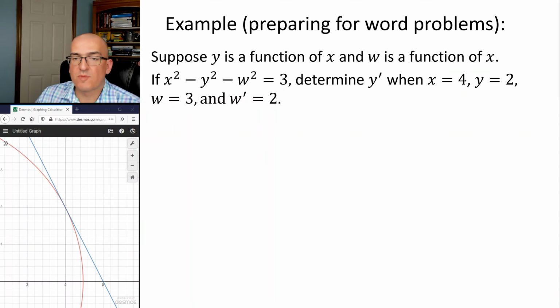Last question. Suppose that y is a function of x and w is a function of x. Now we have two functions in one variable. And our expression has x, y, and w in it.